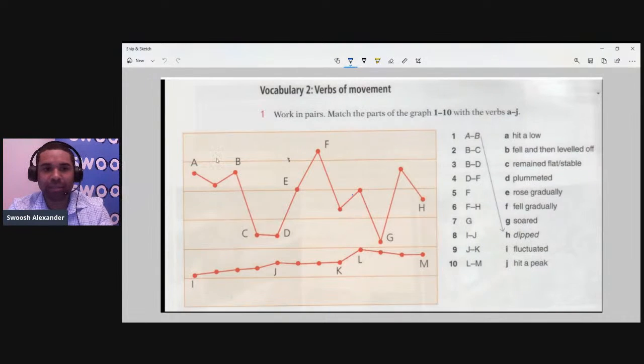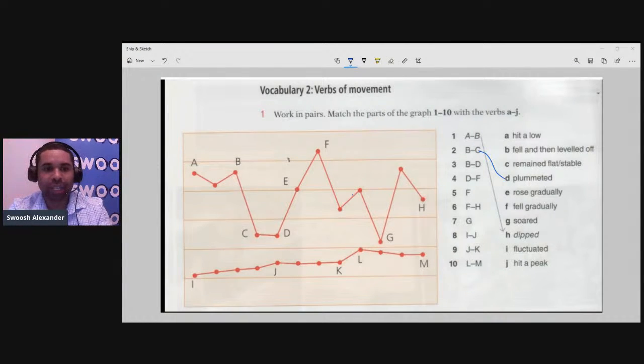So B to C then, we can see here that we've got a fall, a sharp fall. Another way to talk about a sharp fall is to say that something plummeted. So that would be D. So BC would be plummeted. A really sharp, steep fall is what we're looking at here. Okay, so that will be the answer to the first one.